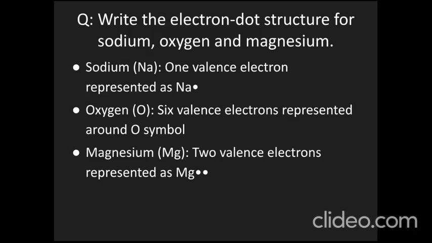Similarly, when we talk about oxygen, we'll place six dots around the O symbol. And similarly, when we talk about magnesium, we'll place two valence electrons around magnesium because its configuration is 2, comma 8, comma 2. So we'll place two electrons or two dots around the symbol of magnesium. Let's move to the next question.